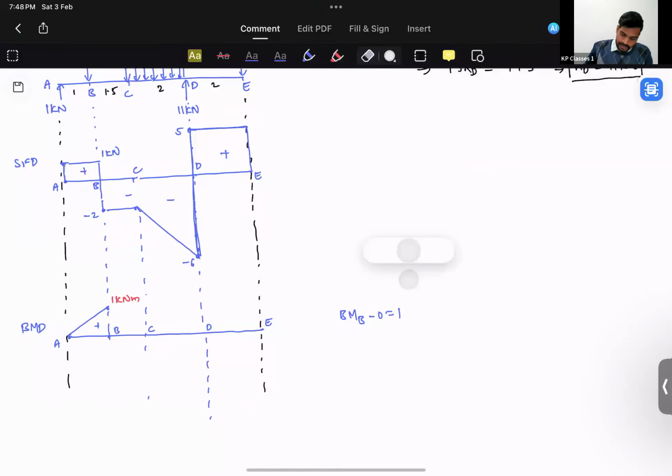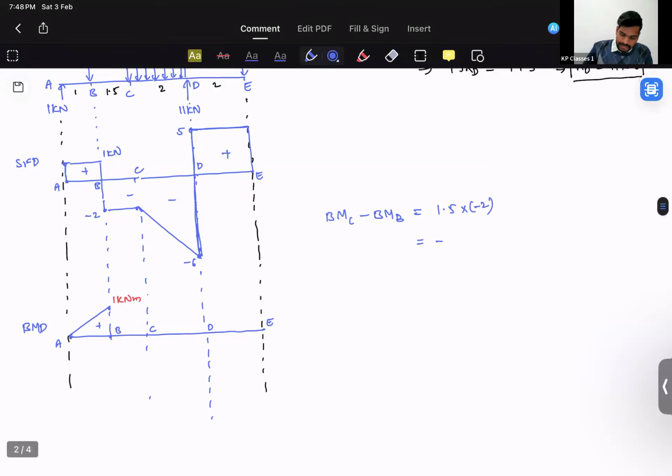Then let us do the calculation for point C. Bending moment at point C minus bending moment at point B is equal to the area under the shear force diagram between those points, and that area is 1.5 into minus 2. So that's minus 3 basically. And bending moment at point C minus at point B, it is 1 kilonewton meter. So bending moment at point C will come out to be minus 2 kilonewton meter. It is minus 3 plus 1. So it is minus 2 at point C.